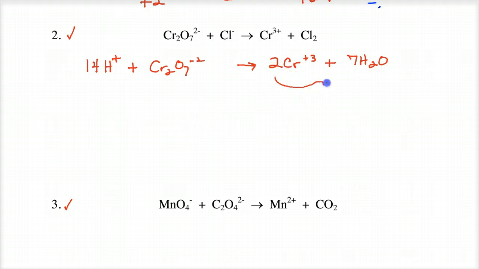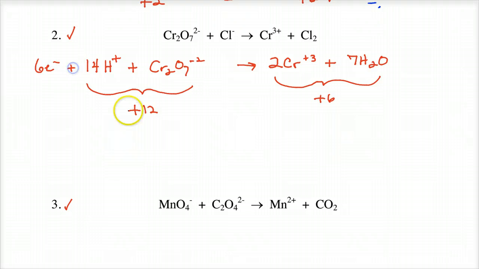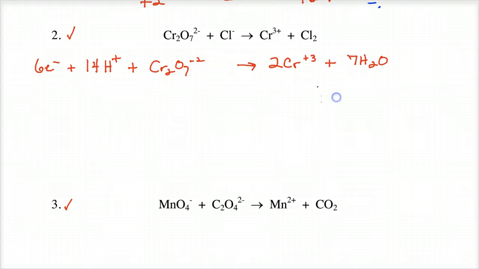On this side, I've got a +6 charge. On this side, okay, I've got -4 and 14. That's +12. I have to put the electrons in to balance the charge. Obviously, I'm going to need 6 electrons, and I'm going to put them on this side. Why? Because a -6 and a +12 gives me a +6, and now I have +6 on both sides. My half reaction is now complete.